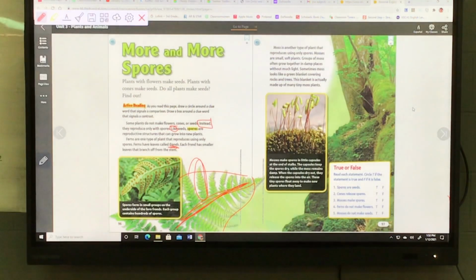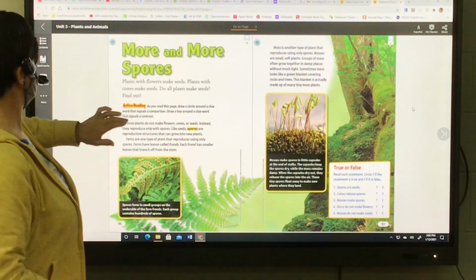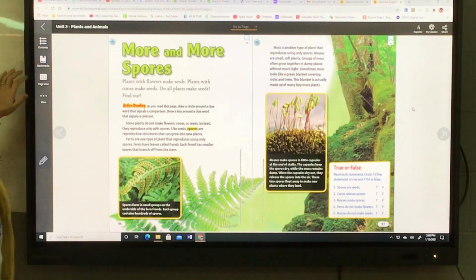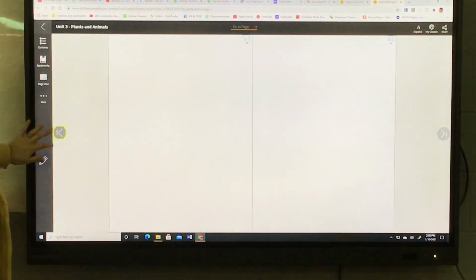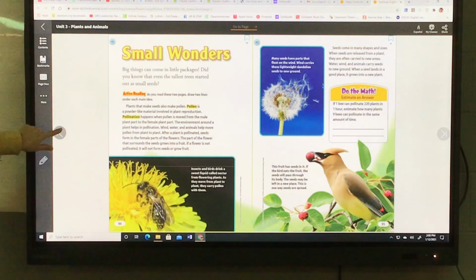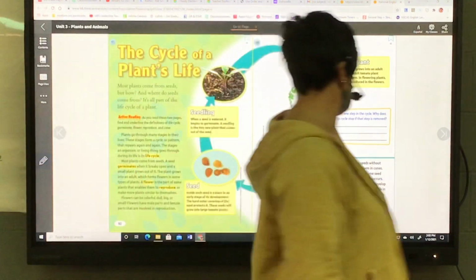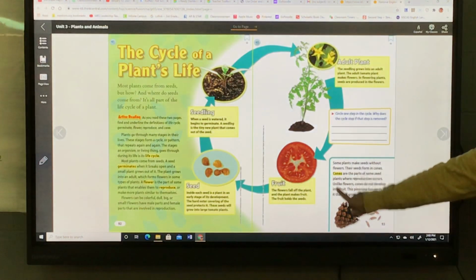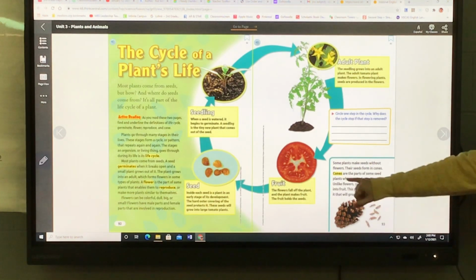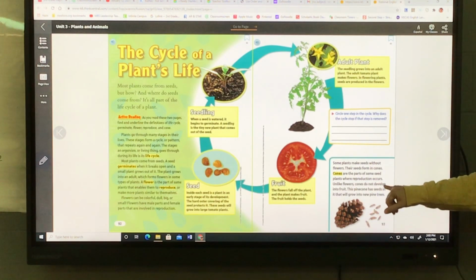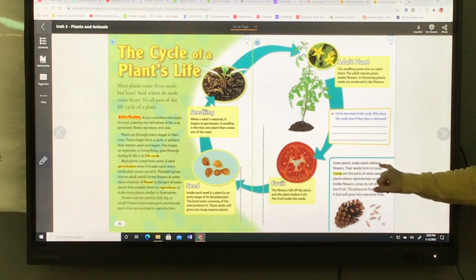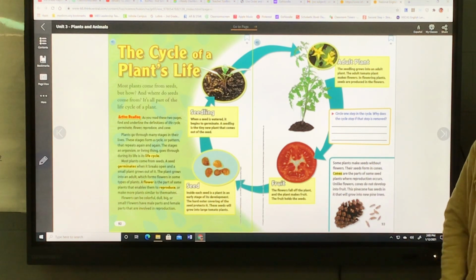Turn back a page because this next one says cones release spores. Two pages. Okay. So do cones release spores? No. Look at this down here. It says cones are part of some seed plants where reproduction occurs. Up here it says some plants make seeds without flowers. Their seeds form in cones.